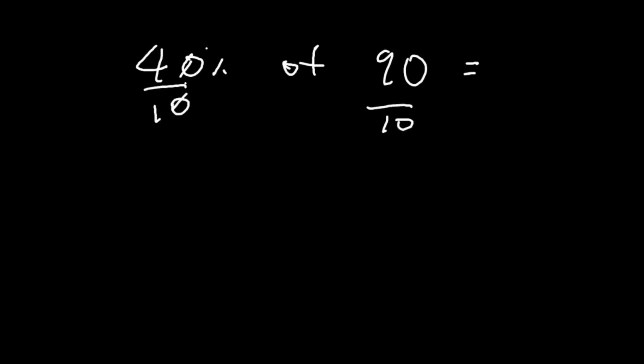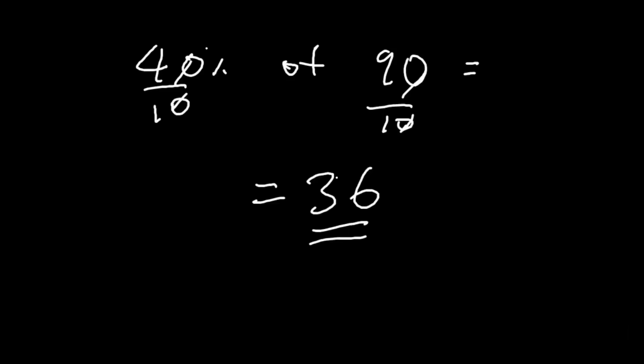What about this one? I'll give you 5 seconds to do this one. 40% of 90. 5, 4, 3, 2, 1, 0. All right, 10 over here, 10 over here. Cancel out the zeros. 4 times 9. That is a total of 36.